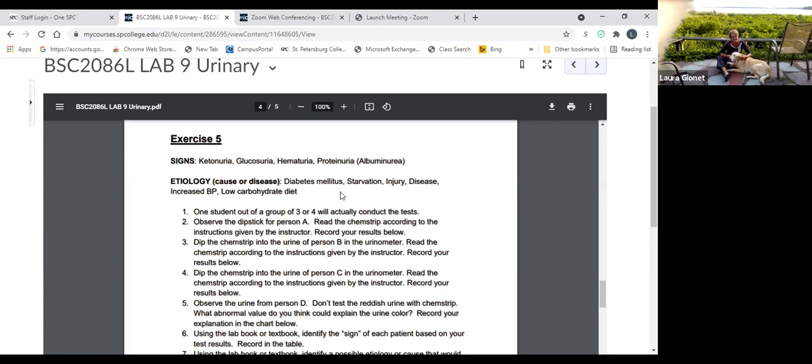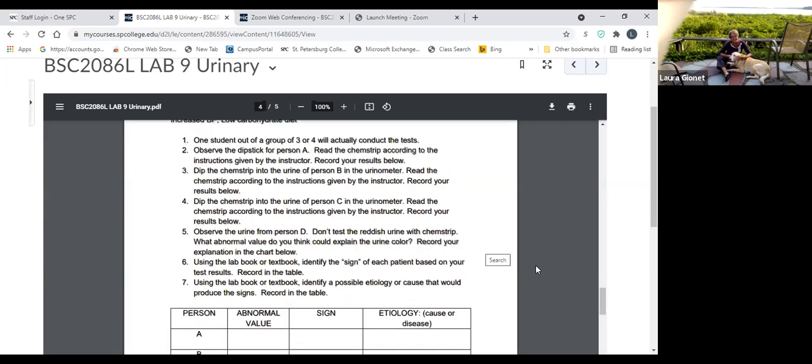Diabetes mellitus, that gets used more than once. Starvation, anorexia, injury, disease, increased blood pressure, low carbohydrate diet, which is kind of like the keto diets. Unusual pregnancy. Not all pregnancies, but meaning unusual pregnancy. I think in the notes it says pregnancy, and I'm changing that to unusual pregnancy. It doesn't mean that if you're pregnant, you will find these things.